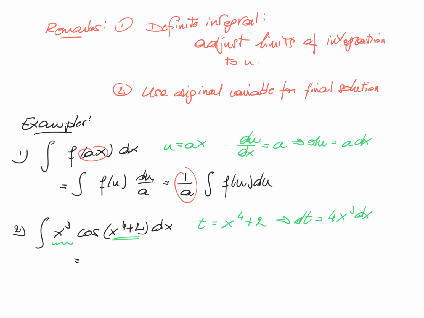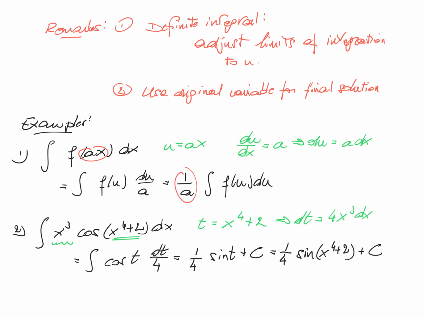And I substitute, so I get the integral of the cosine of t, and then x to the power 3 dx is dt divided by 4. This integral gives me 1 over 4. The integral of the cosine is a sine, so this is the sine of t plus a constant. And then I have to transform it back to x, so it's 1 over 4 times the sine of t, where t is equal to x to the power 4 plus 2 plus my constant.